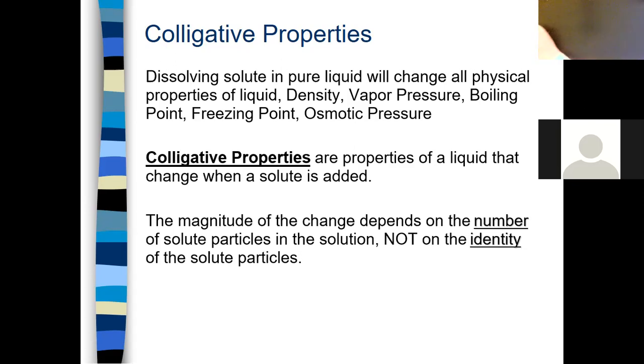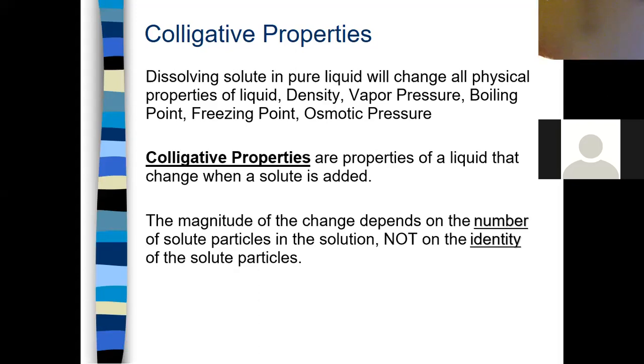The fact that it's sodiums and chlorides versus potassiums and nitrates doesn't matter. The boiling points, the freezing points, the vapor pressures, the osmotic pressures should be the same, ideally, in those two solutions. That's why they're colligative properties: vapor pressure, boiling point, freezing point, osmotic pressure.